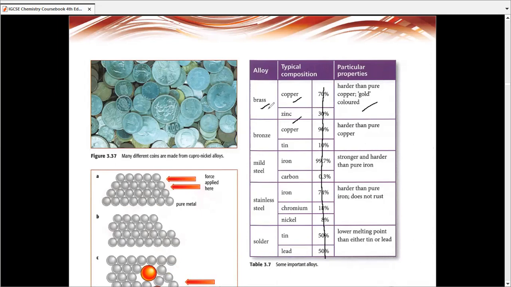For example, brass is an alloy of copper and zinc. It's harder than pure copper and it has a gold color. That's why it has been so attractive for humans as an alloy. Now, adding zinc to copper actually gives us hardness. How does that happen? We're going to explain it in the diagram below, but a little later. Let's go with some more alloys before we explain this diagram.